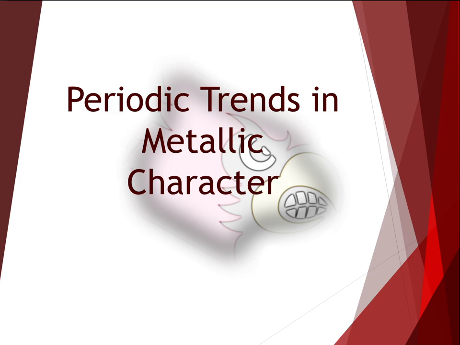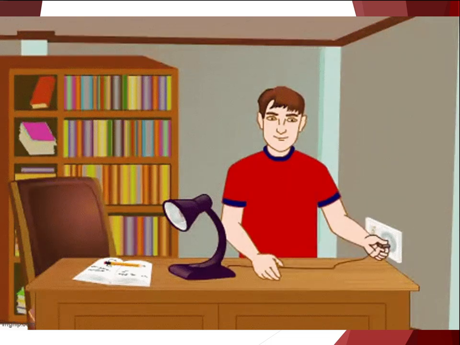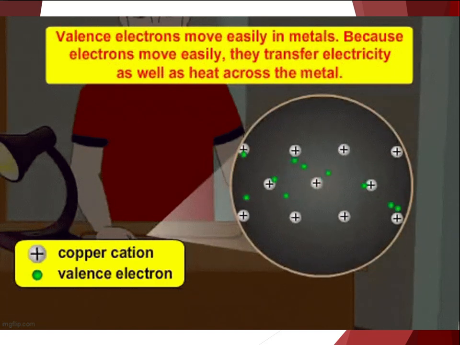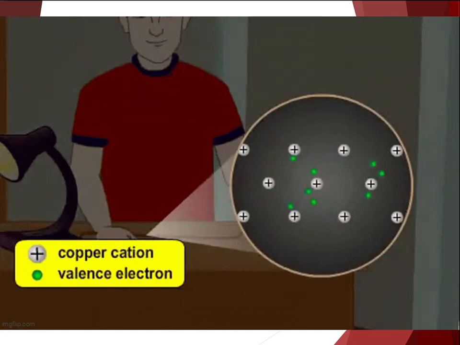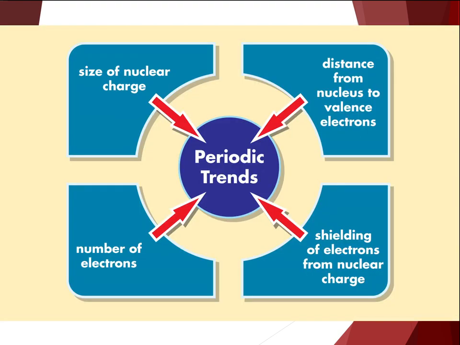Periodic trends in metallic character. Metallic character is the measure of how easily an atom loses an electron. The diagram on the screen here summarizes the periodic trends in this property. Metallic character decreases across a period and increases down a group. The four factors noted earlier can explain these trends.